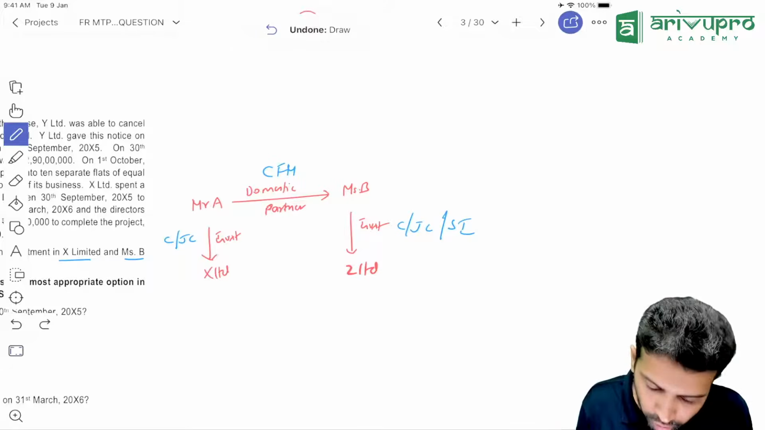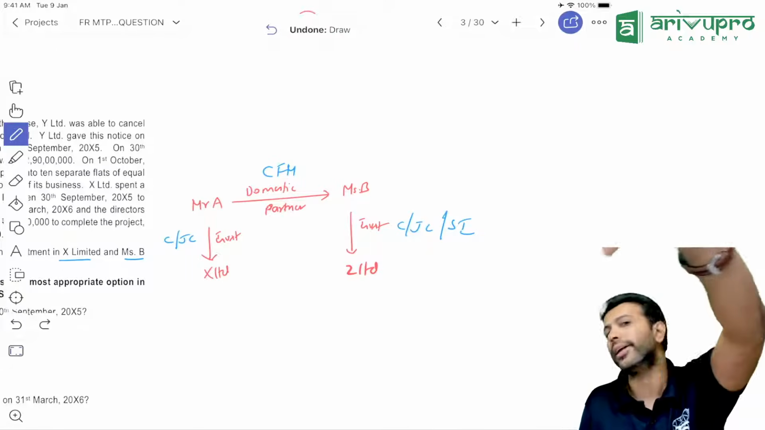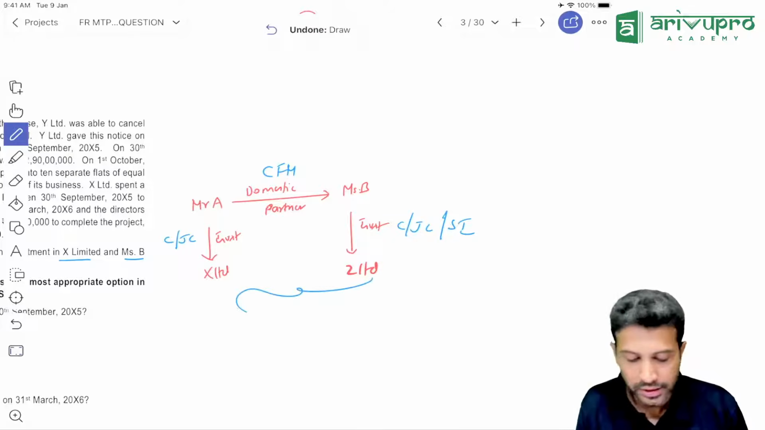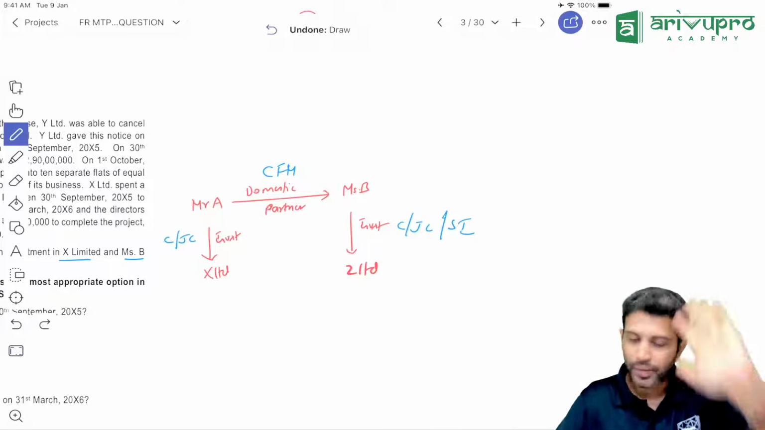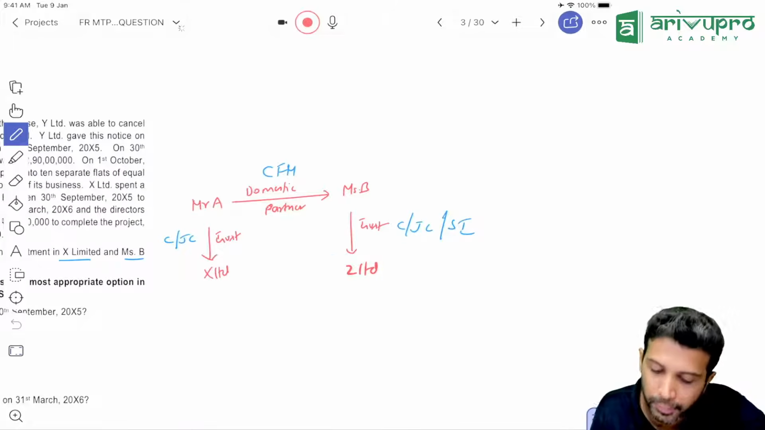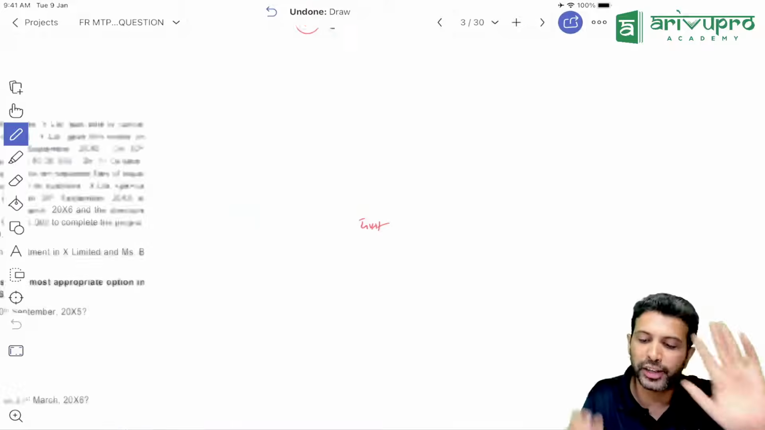For these two to become related parties, one of the downward arrows should be either control or joint control. Then the other arrow could be control, joint control or significant influence. These two will become related parties. That's what we have studied, right? That's what we need to answer. So Z and X Limited will become related parties, provided A has control or joint control over X Limited.